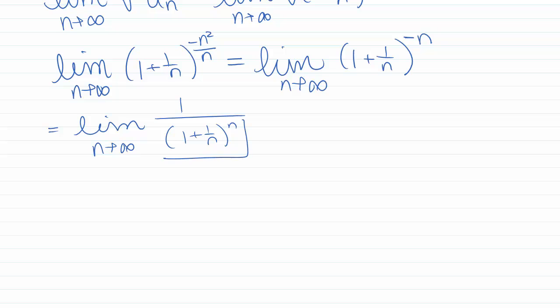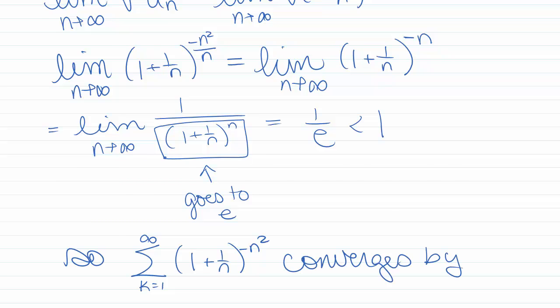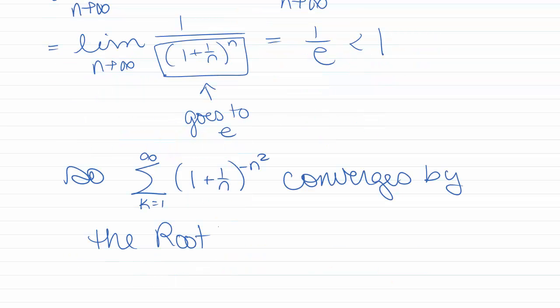And do you recognize what this limit is? This limit we know is e. And if you don't know that, you can do L'Hopital's rule on it and figure it out pretty straightforwardly. But since we know that, we'll just say that this is 1 over e. 1 over e is less than 1. So our original series, k goes from 1 to infinity of (1 + 1/n)^(-n²), converges by the root test. I'm glad I didn't keep working on the divergence test because it would have been inconclusive, right? If it ended up converging.